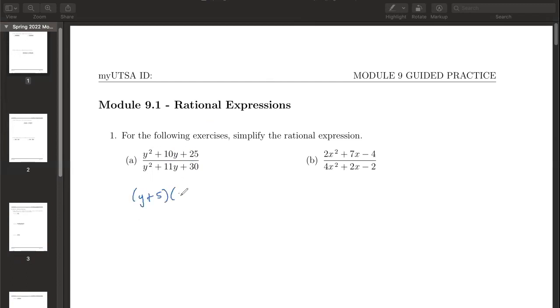So I can factor the numerator into y plus 5 times y plus 5. The denominator, similar situation, but this one factors into y plus 5 times y plus 6. 6 and 5 multiply to 30 and add to 11. So as you can see, once again, we're in another unit where factoring is very important. If factoring is easy for you, then you're going to jump straight to this step pretty much without too much work. But if factoring is still a challenge, then this is going to become the hard part of the problem.